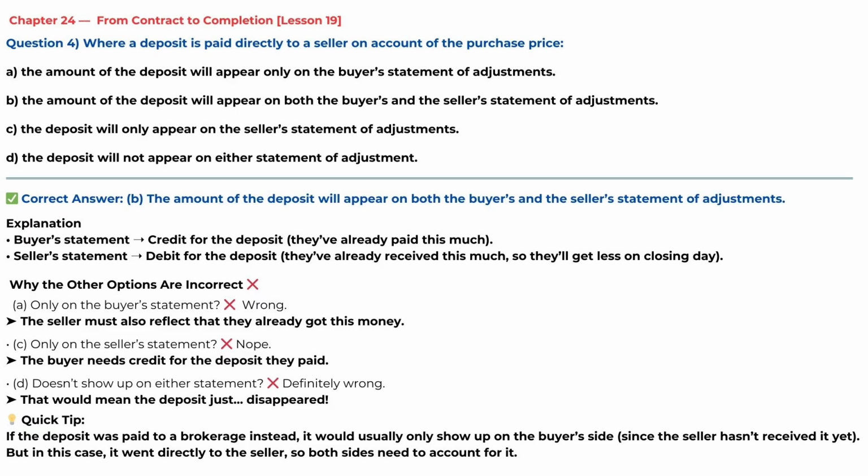Why the other options are incorrect. A. Only on the buyer's statement? Wrong. The seller must also reflect that they already got this money. C. Only on the seller's statement? Nope. The buyer needs credit for the deposit they paid. D. Doesn't show up on either statement? Definitely wrong. That would mean the deposit just disappeared.